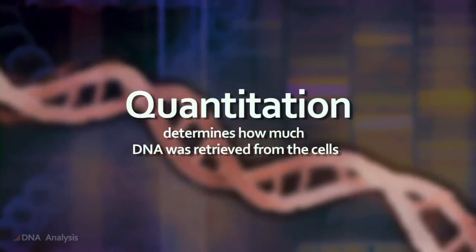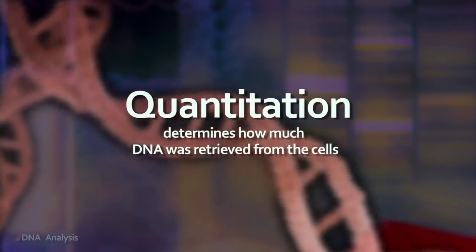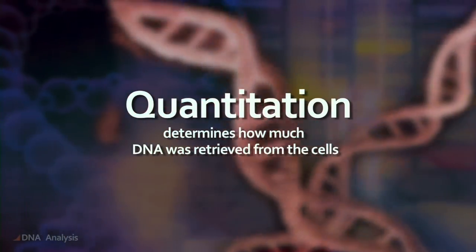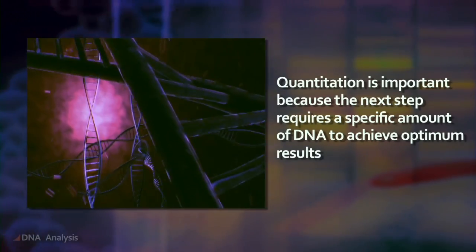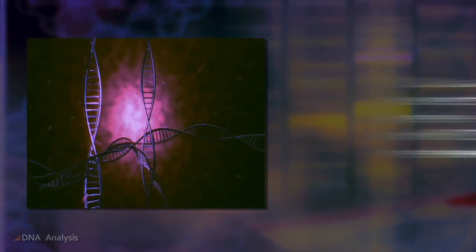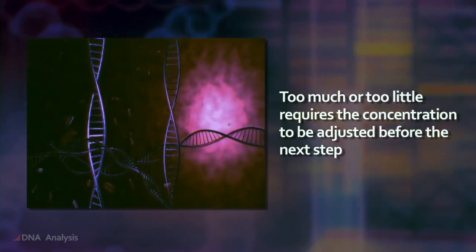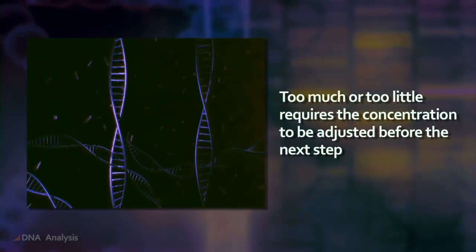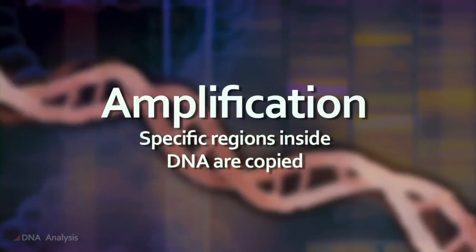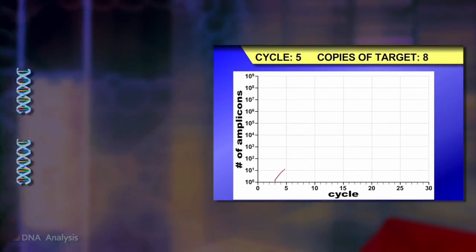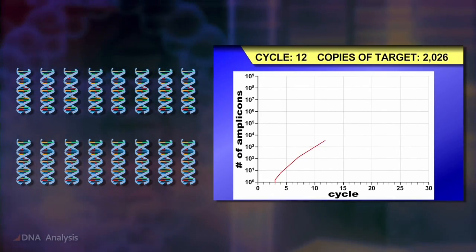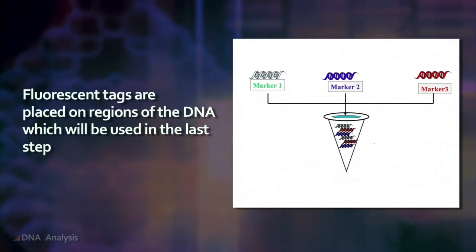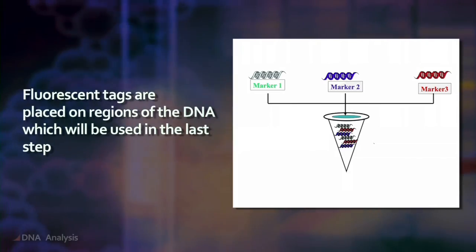The next step in the process is to determine how much DNA was retrieved from the cells through a process called quantitation. Quantitation is important because the next step requires a specific amount of DNA to achieve optimum results. Too much or too little requires the concentration to be adjusted before the next step. After quantitation comes the amplification process, where specific regions inside the DNA molecule are copied. During the amplification process, fluorescent tags are placed on regions of the DNA, which will be used in the last step.